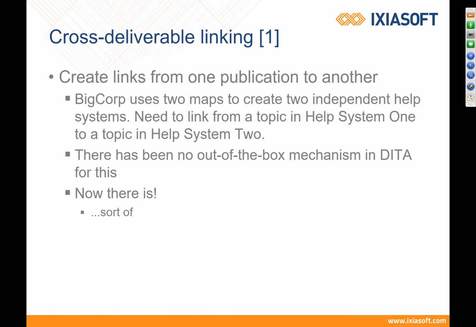But my last point is cross-deliverable linking, which is a way to create links from one publication to another. So let's say that BigCorp has these two maps, map A and map B, and they use them to create two independent help systems for two different products. But they need to link from a topic in Help System 1 to a topic in Help System 2. Until now, there's been no out-of-the-box way to make this happen. A lot of people have come up with their own in-house solutions. Well, now there is a mechanism for setting up the potential for cross-deliverable linking.